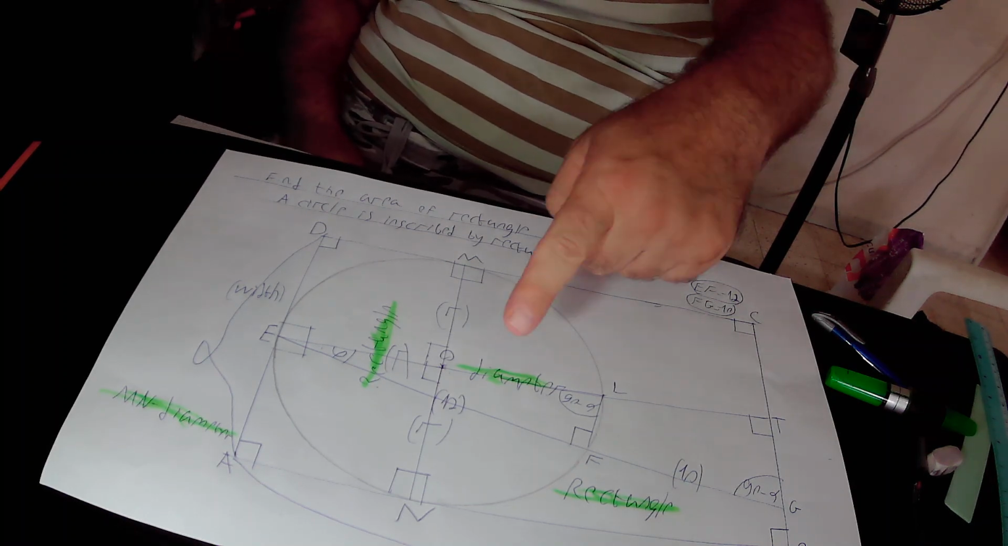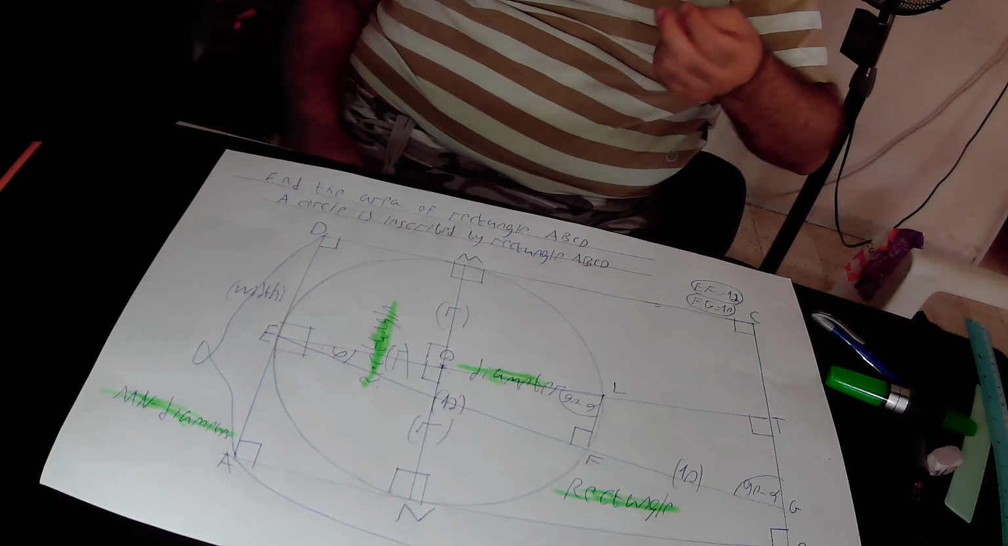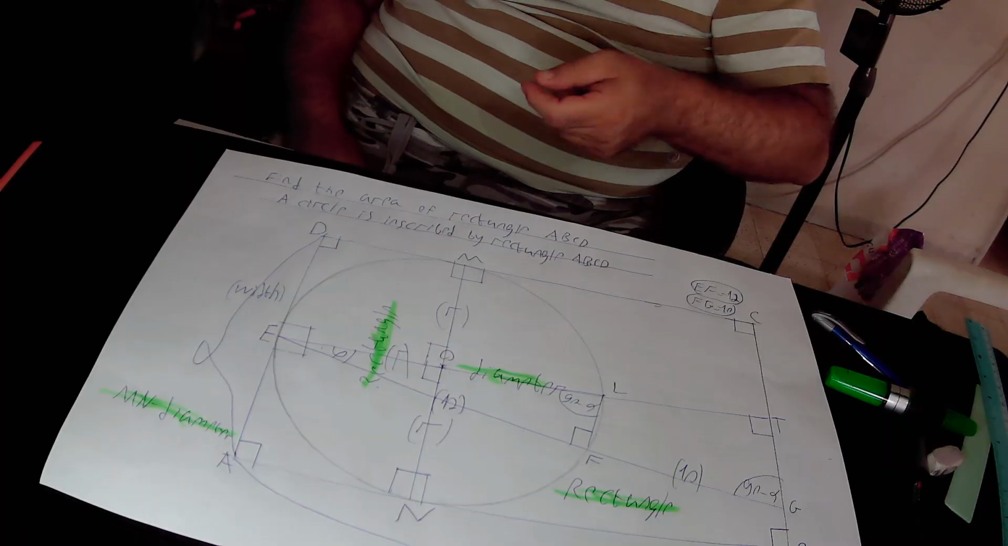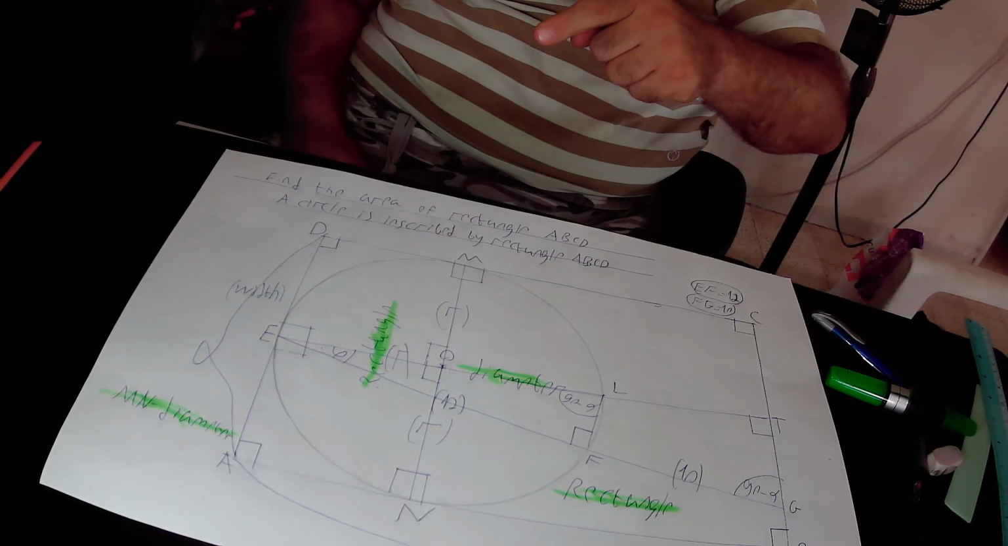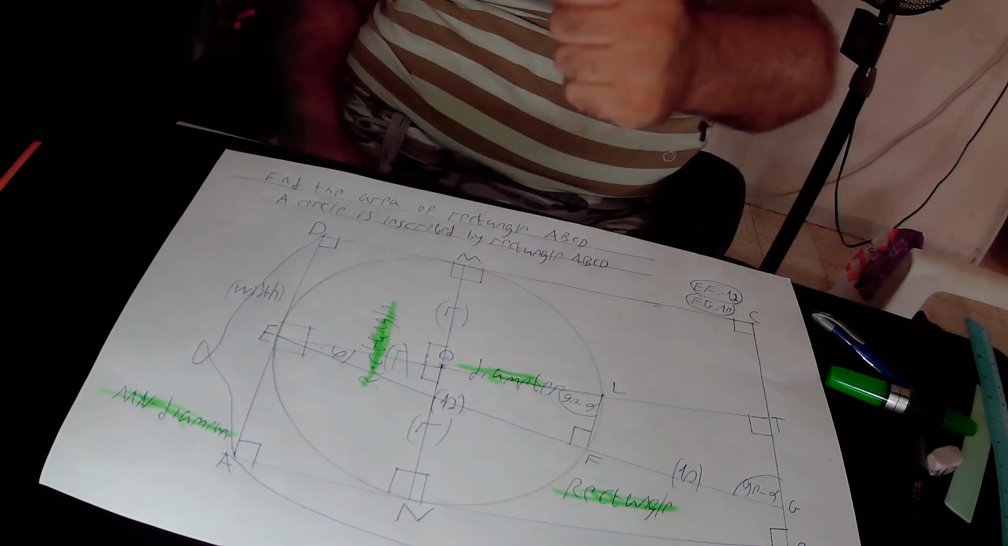So DMNA is a quadrilateral that has 4 right angles, and according to rule 5, any quadrilateral that has 4 right angles must be a rectangle, if not a square. So the big quadrilateral DMNA is a rectangle. Why? Because it has 4 right angles.